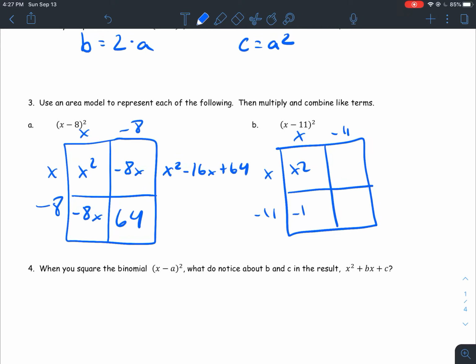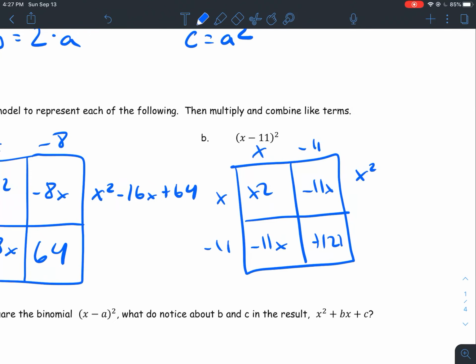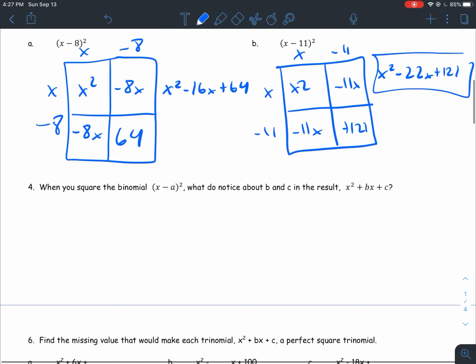Next for b, we're going to multiply these out. We get x minus 11, we get x squared, minus 11x plus 121. We're going to go ahead and combine like terms. We get x squared minus 22x plus 121.